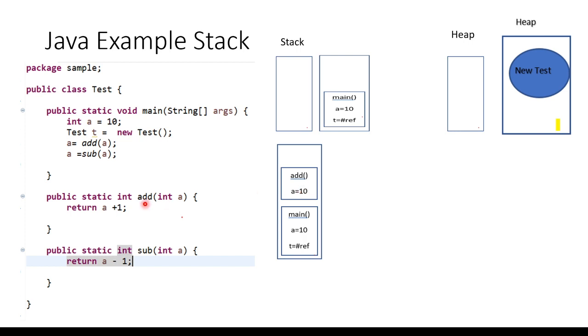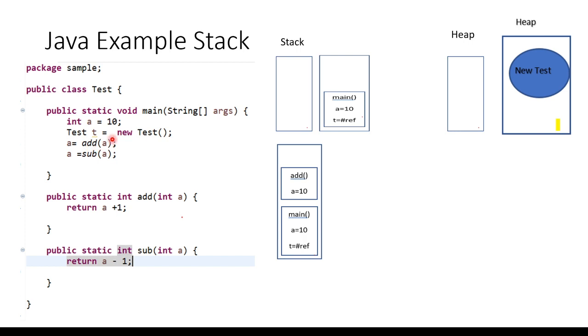Okay. Now you may have a doubt: here we have already allocated some memory in the main block and we have kept value 10 over there. And again, while calling the add method, why are we creating some memory here? So basically, how Java works is, whenever we are calling a method and passing a variable, it won't directly pass the variable.